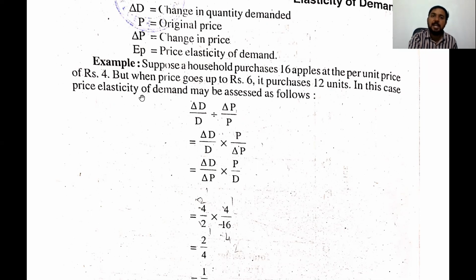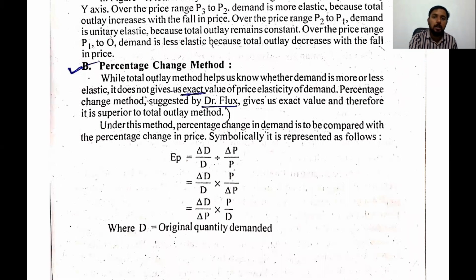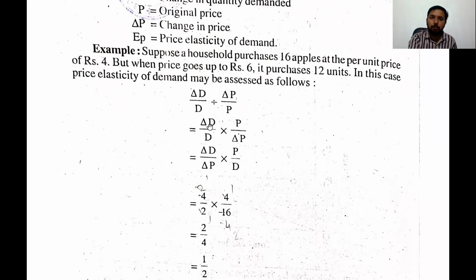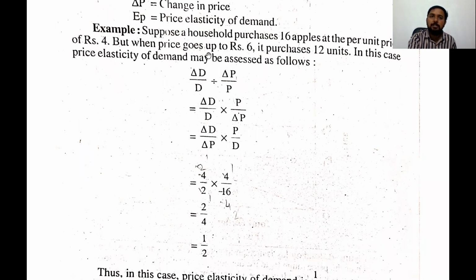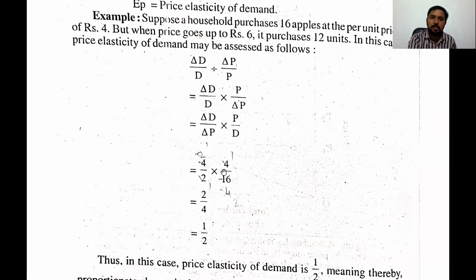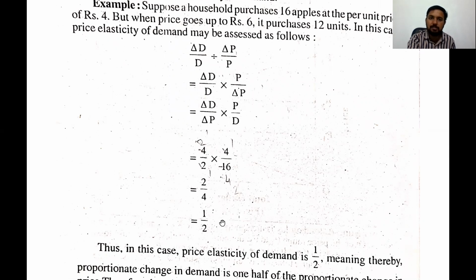In this case, price elasticity of demand may be assessed as follows. Now we need to put in the formula that we have seen above. We just need to write change in demand divided by change in price, multiplied by price by demand. So from this example, we just need to carry over the prices and the changes, put these numbers into the formula, and we will get the answer, that is 1 by 2.